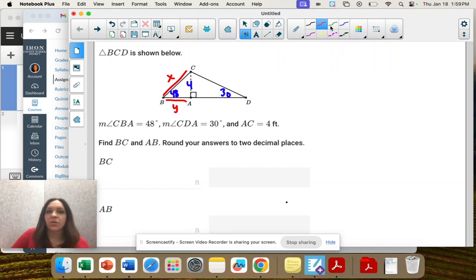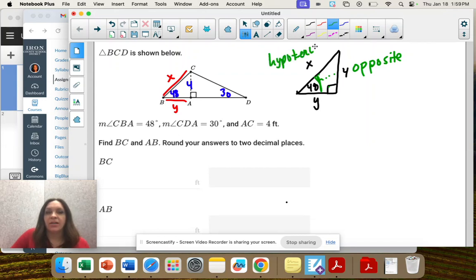All right, so I can see we have this one right triangle right here, where this angle is 48, this side is 4, and we want to find X and Y. So we don't actually need the other triangle. That's kind of weird that they gave us this. So we have the opposite, and we're going to use that to find the hypotenuse and the adjacent.